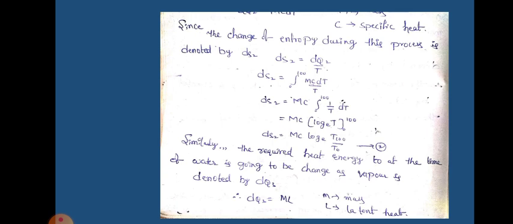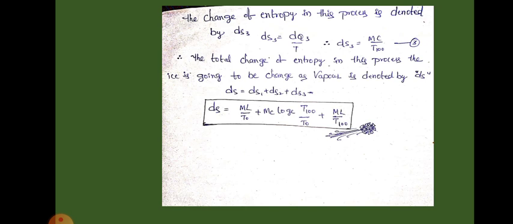Similarly, the required heat energy at the time when water is changed to vapor is denoted by dQ3. Therefore dQ3 is equal to mL, where m is the mass and L is the latent heat. So the change of entropy in this process is denoted by dS3, that is dS3 is equal to dQ3 by T. Therefore dS3 is equal to mL by T100. This is equation number 3.